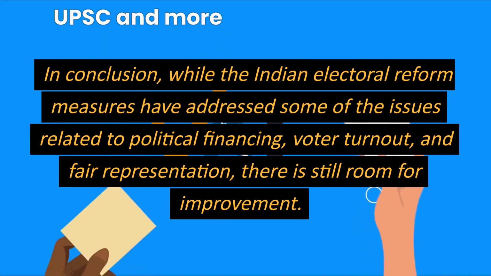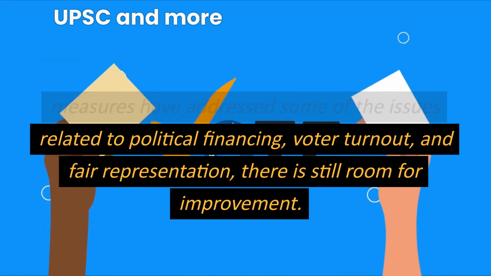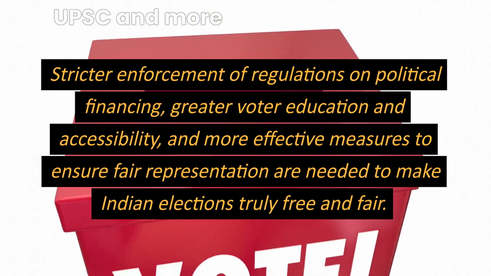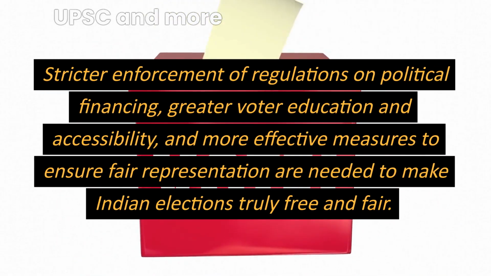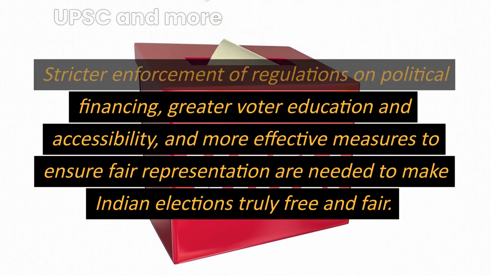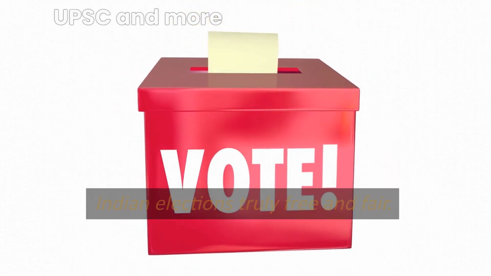In conclusion, while the Indian electoral reform measures have addressed some of the issues related to political financing, voter turnout, and fair representation, there is still room for improvement. Stricter enforcement of regulations on political financing, greater voter education and accessibility, and more effective measures to ensure fair representation are needed to make Indian elections truly free and fair.